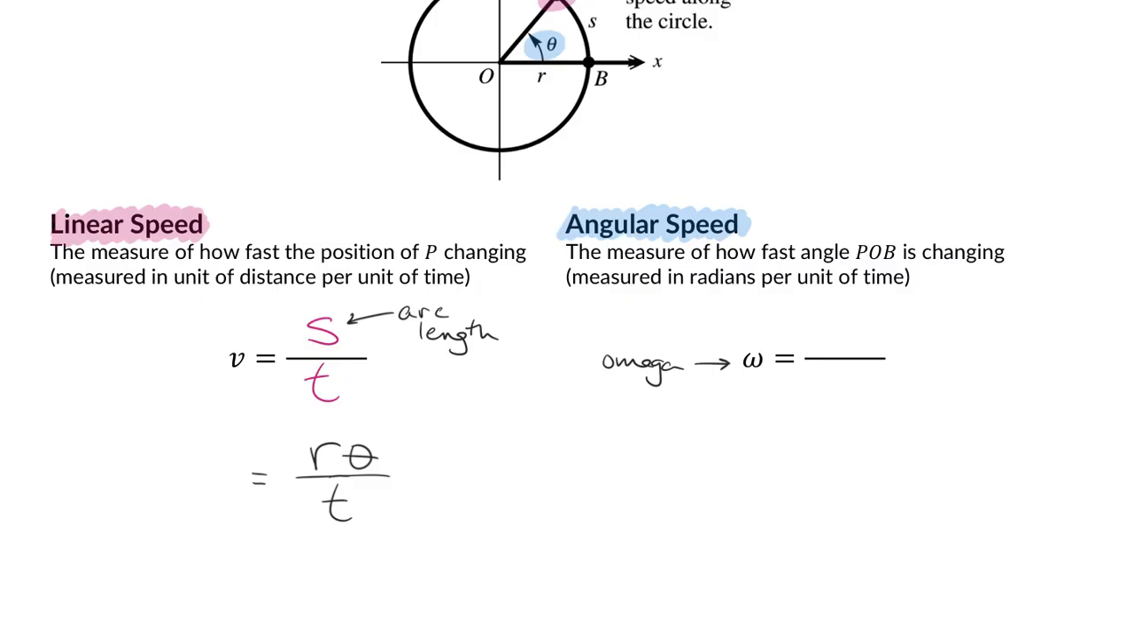Okay, angular speed. The formula for angular speed, omega, is simply theta divided by time, because we're talking about how fast the angle is changing per unit of time. Angular speed is always measured in radians per unit of time. So we're talking about radians per second, radians per hour, radians per day, something like that. We would need an angle and a time to find the angular speed omega.